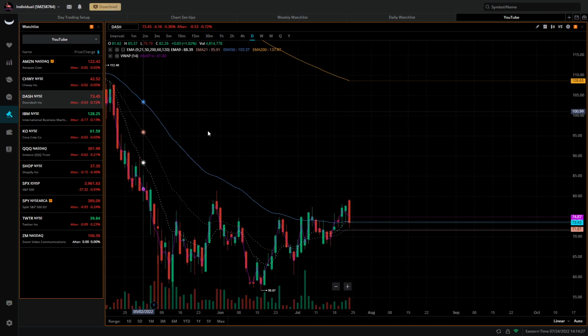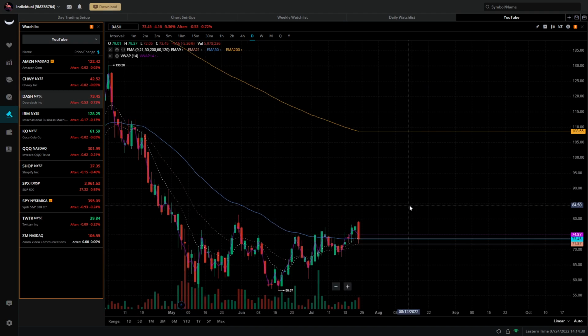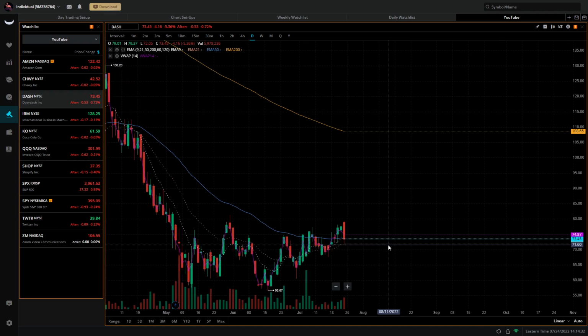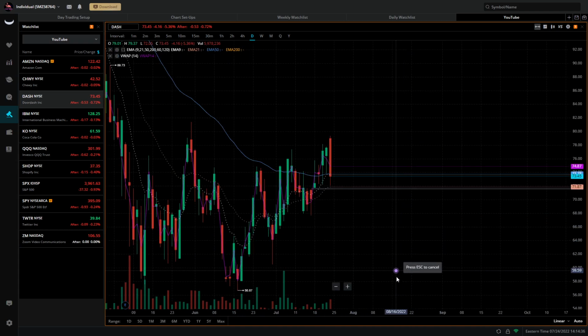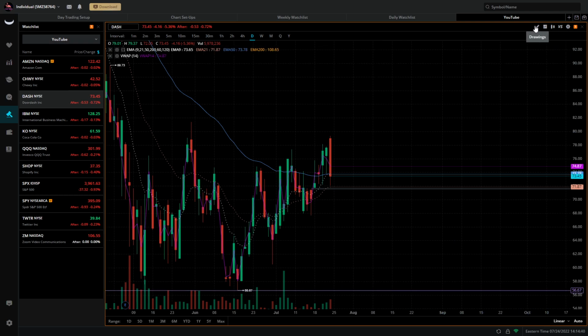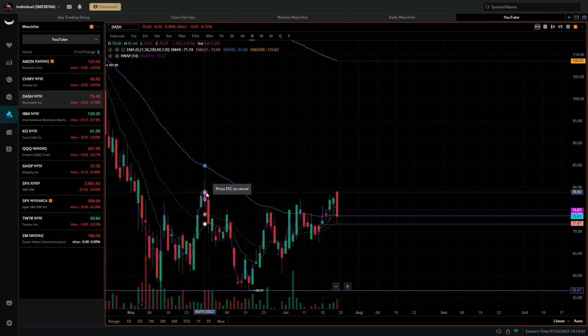Next up we have Dash. So Dash, this is a range play. We're not really in a new range. You can see here 56.67 as our low, and then our top is this candle.